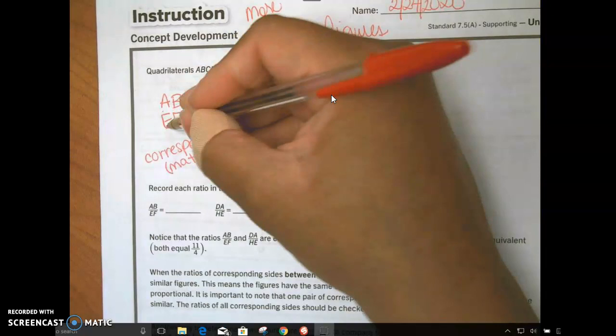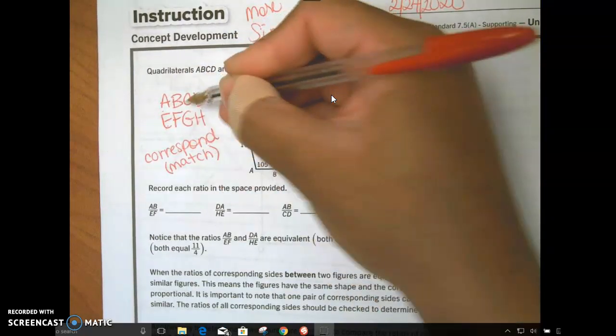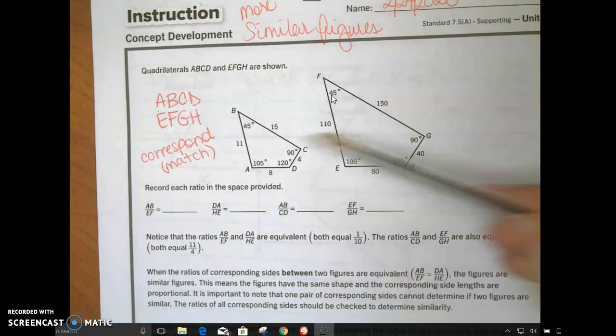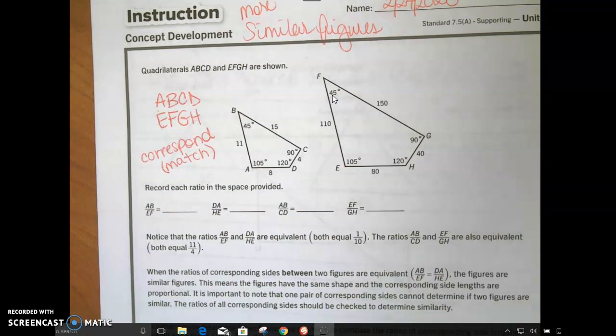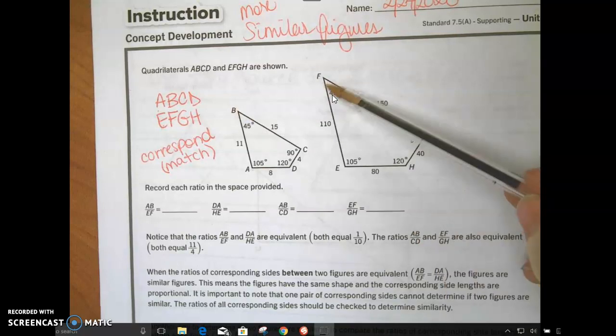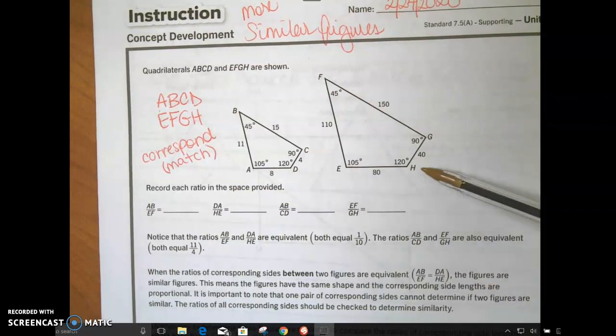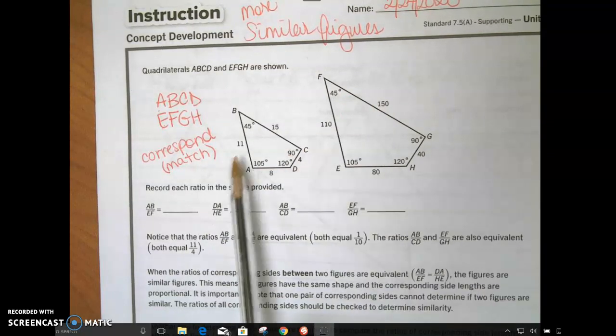Okay. A matches E. B matches F. C matches G. D matches H. What does that mean? It's in the same location, but on a different shape. Same location, different shape. That also goes with side lengths.